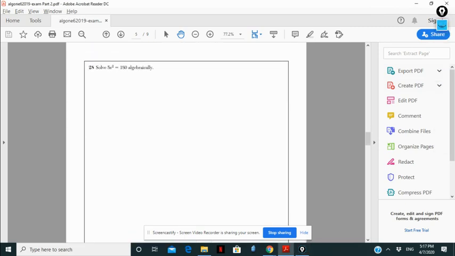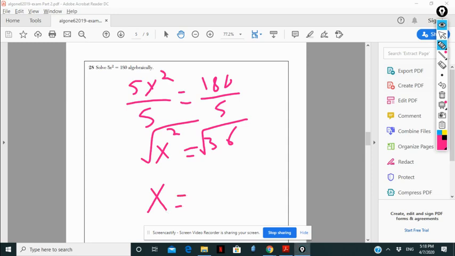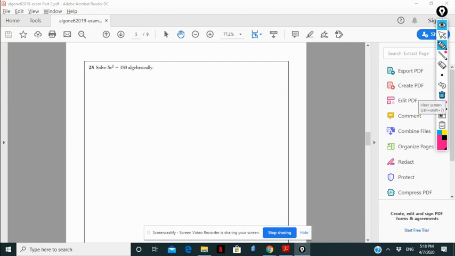Question number 28. Solve 5x squared equal to 180 algebraically. So I divide by 5. So x squared equal to 36, taking the square root. When I take the square root, I have positive and negative values because both of them work, since the square cancels the sign. So I have plus or minus 6.